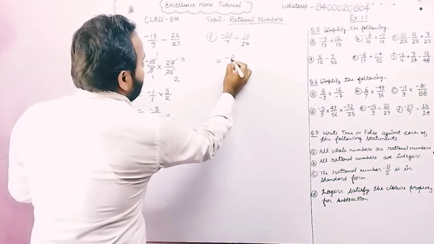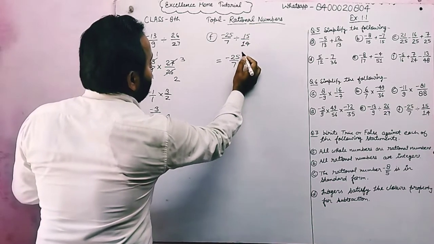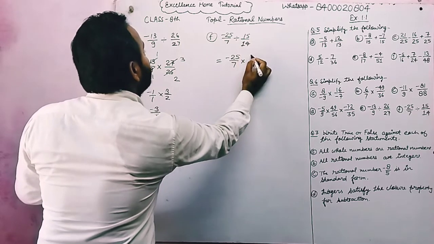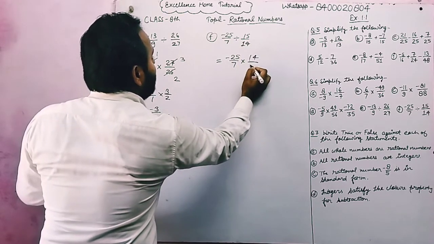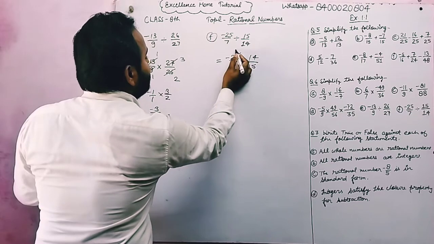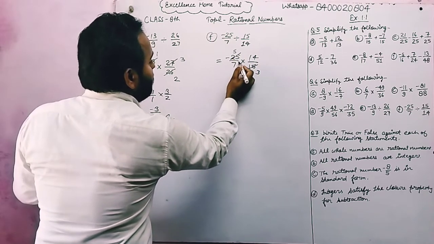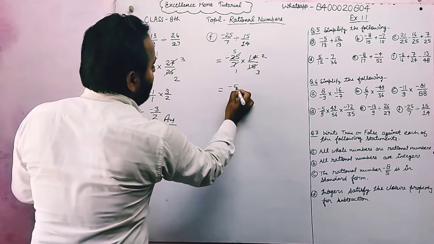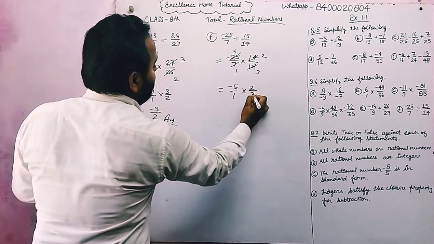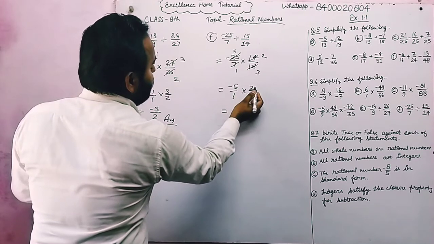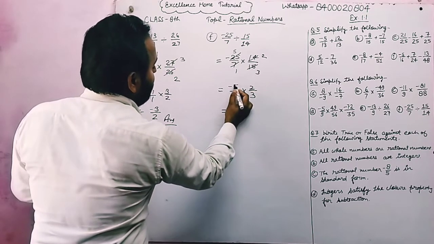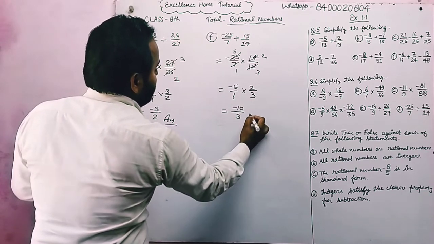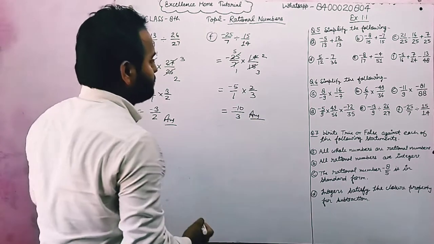In this question, minus 25 by 7 divided by 15 by 14, change divide into multiply, and write the reciprocal of this number, that is 14 by 15. So 5 5 ja 25, 5 3 ja, 7 1 ja 7, 7 2 ja 14, minus 5 by 1 into 2 by 3. After that, multiply numerator to numerator, denominator to denominator. 5 2 ja 10, and the minus sign is applied, and 3. So you can write this answer.